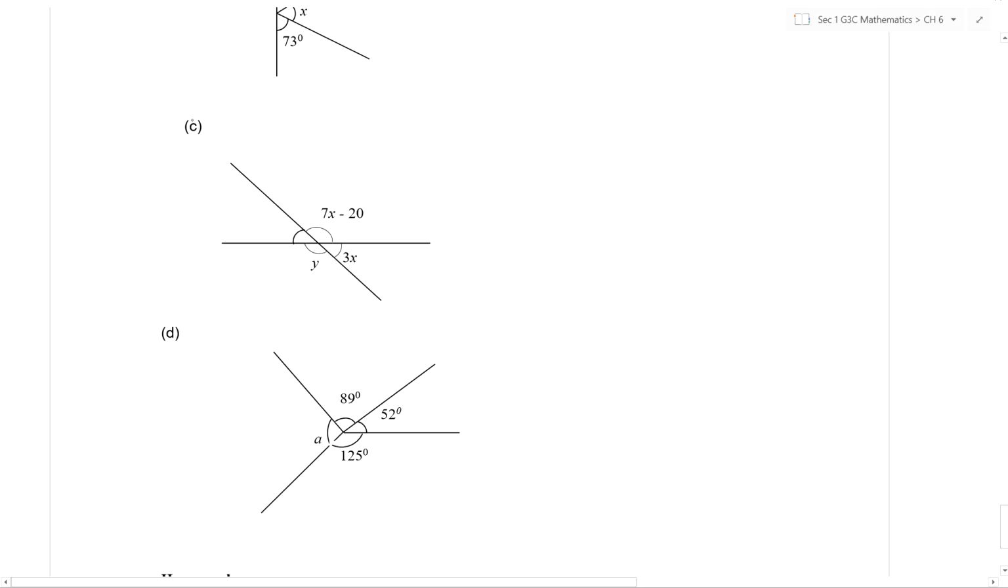I will now illustrate one last example for part C. There are a few angles over here that are unknowns. There are a few unknown values. So we've got x over here. This is another same x. And here we have an angle y.